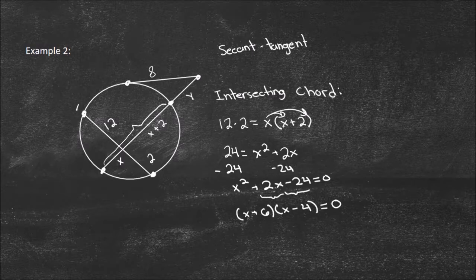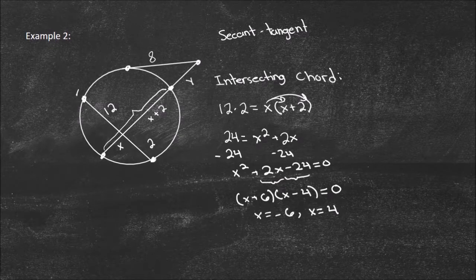And that equals 0, and then you set each factor equal to 0. If x plus 6 equals 0, x equals negative 6. If x minus 4 equals 0, x equals positive 4. So those are my 2 answers. Now we need to think, well, how can there be 2 answers to the problem? One of them is not going to work. Take a second and try to figure out which one. Well, it's going to be the negative 6. So we cross that out because that can't be a solution.